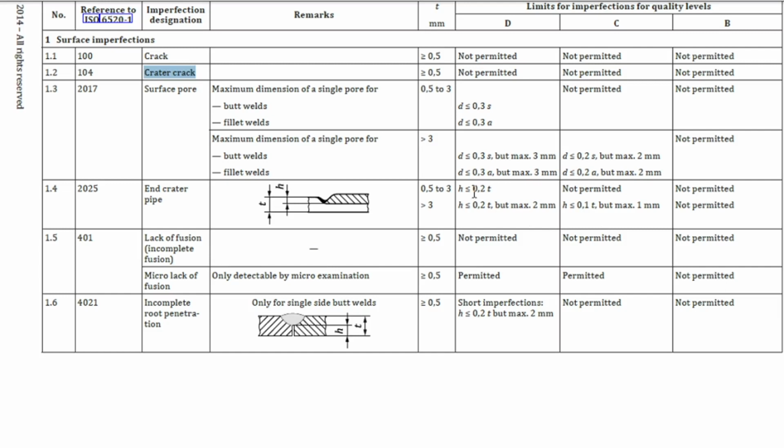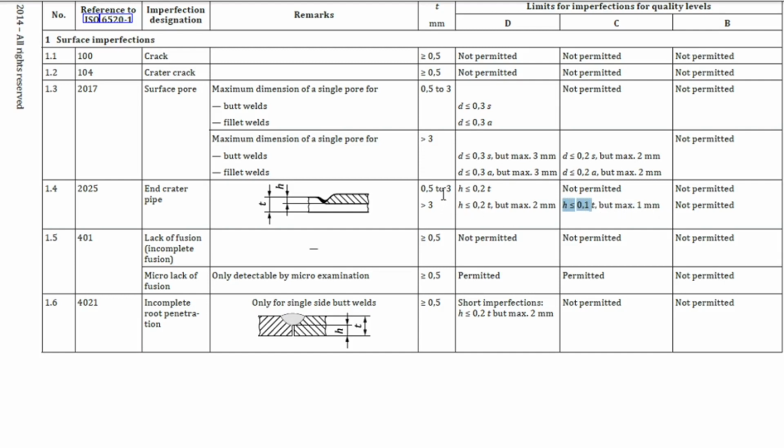Not permitted. For level C, if the thickness is 0.5 to 3 mm then it is not permitted, but if the thickness is more than 3 mm, then it is allowed but very little. The height will be at maximum less than or equal to 0.1 t. So this we need to calculate, but maximum 1 mm. So this is the allowable range but it cannot exceed 1 mm.